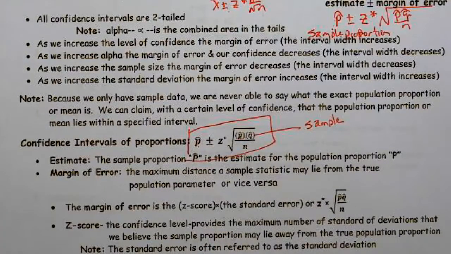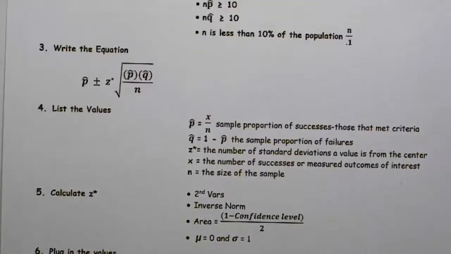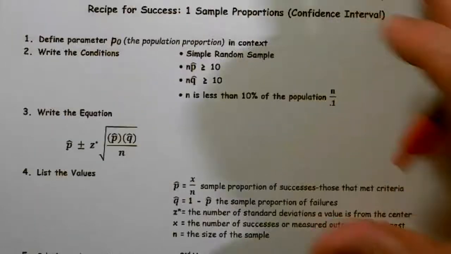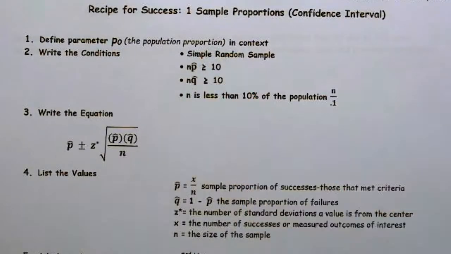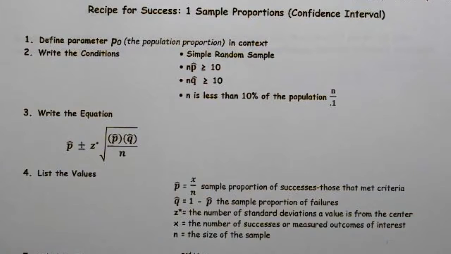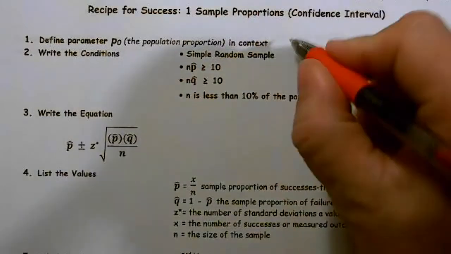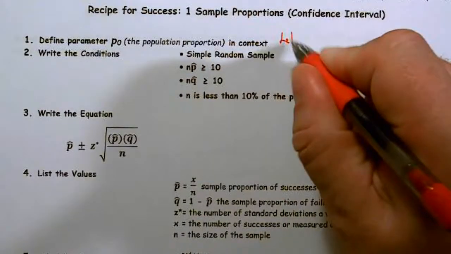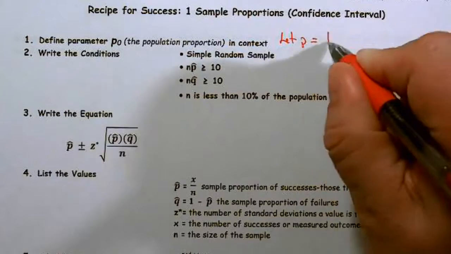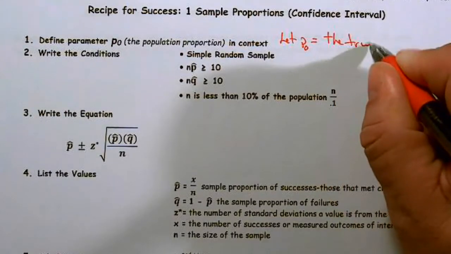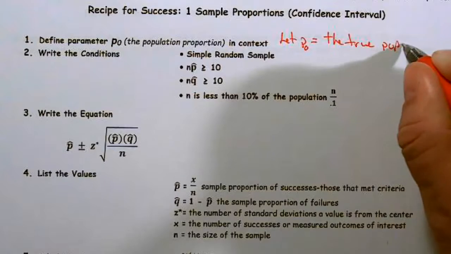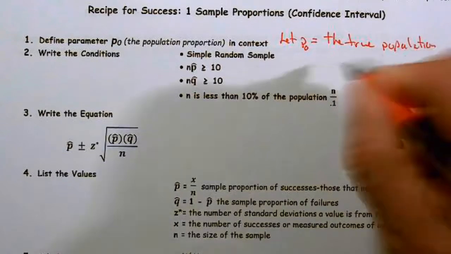Everything else is going to follow fairly much the same. We'll take a look at what we have to do in our recipe for success. Once again, we're going to have to define our parameter. So let P naught equal the true population proportion. We're going to go ahead and write that.